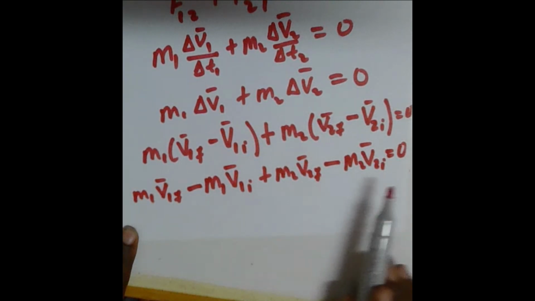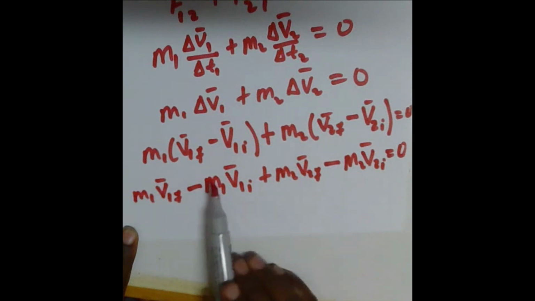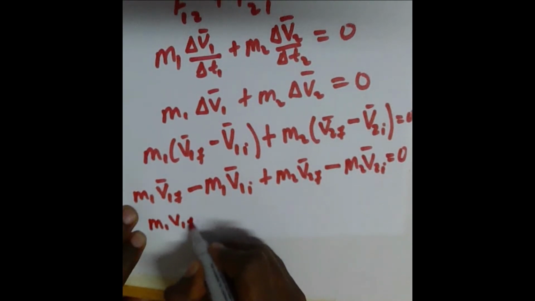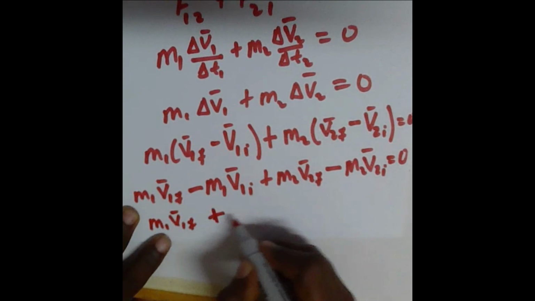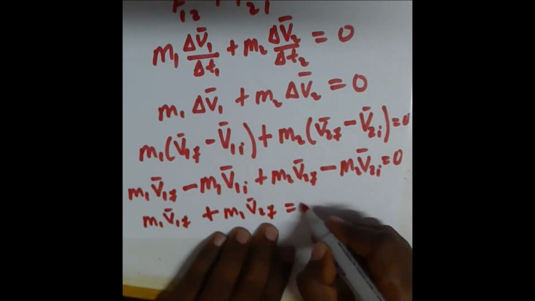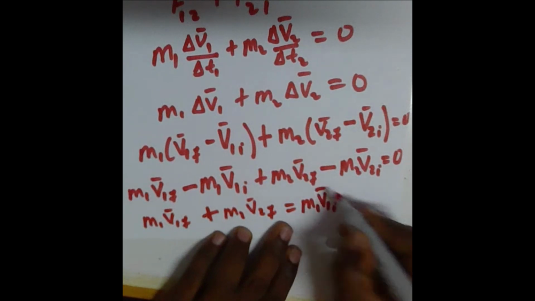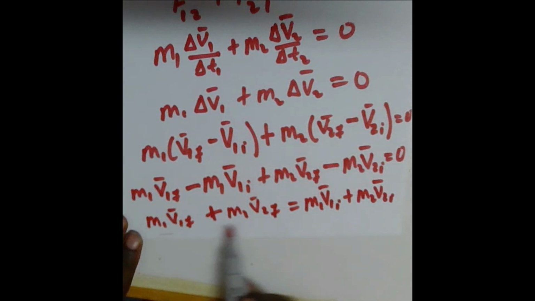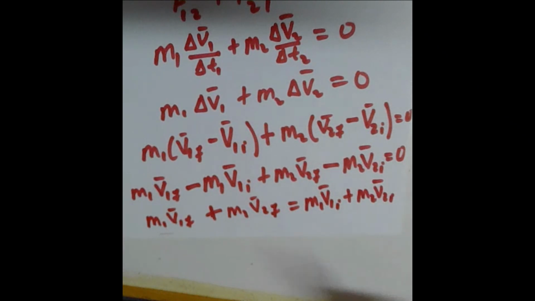Now take the minus terms to the right side, and leave the plus terms as they are. Then we get m1 v1 final plus m2 v2 final is equal to m1 v1 initial plus m2 v2 initial. So this one is the final momentum, and this is the initial momentum. So it shows that there is a conservation of linear momentum. So the law of conservation of linear momentum is satisfied.